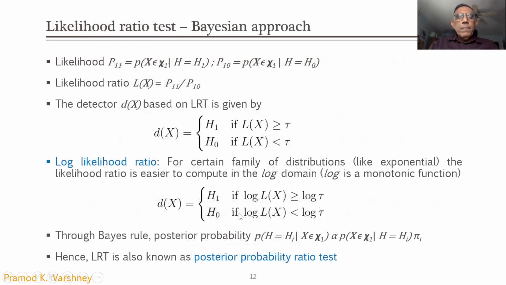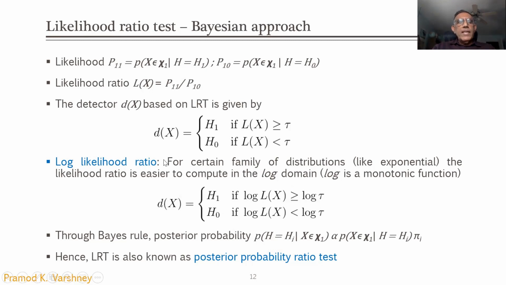Okay, so let's move on. What I'm coming to is that we have something called a likelihood ratio, which is P sub 11 divided by P sub 10. The decision is made based on this likelihood ratio, and the detector is given by: if L of X, the likelihood ratio, is greater than the threshold, then decide H1, otherwise decide H0. Remember, we talked about the fact that the observation space is to be partitioned, in this case into two regions, and this rule partitions it into two regions.